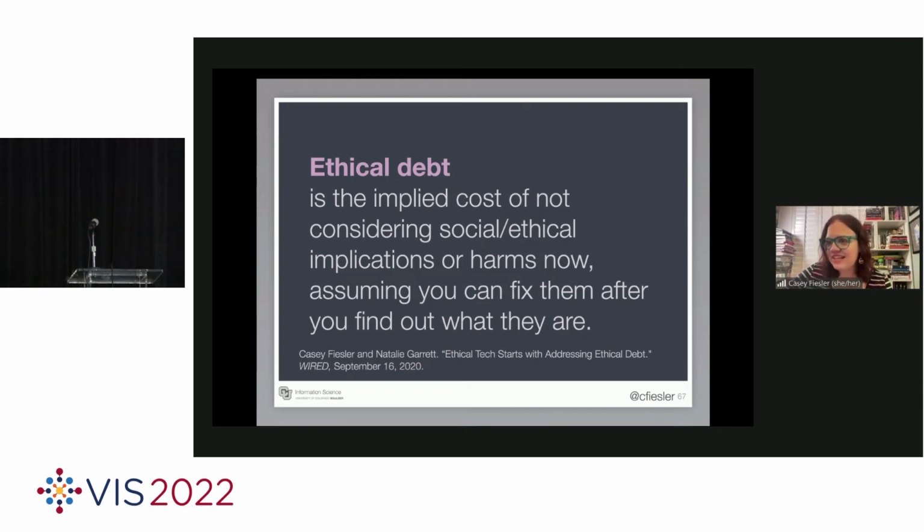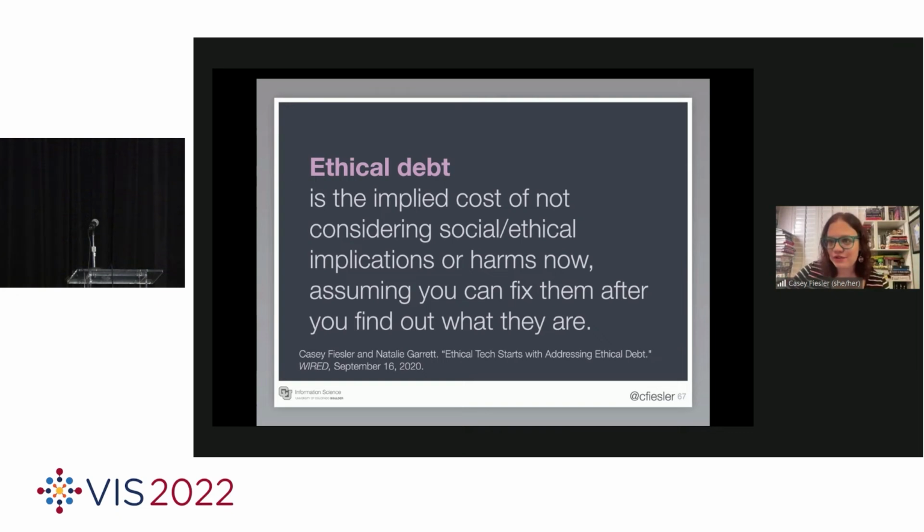So like technical debt, but the idea being that instead of the cost of future bug fixes, what are the implied costs of not thinking through the possible societal ethical implications while you're designing the technology or while you're designing the research, and instead of waiting to see what happens? Because at that point, the harm is already done, right? And I do actually think that in this sense, it's important for people to be thinking about things that might happen.